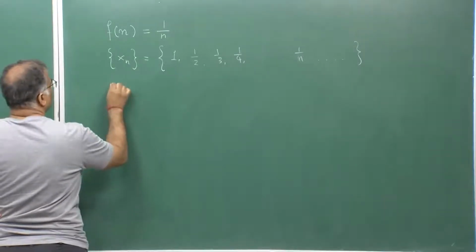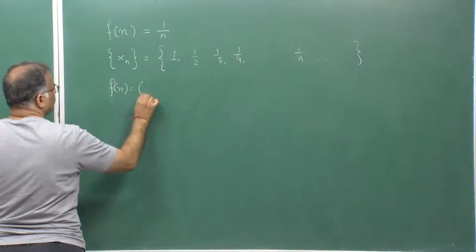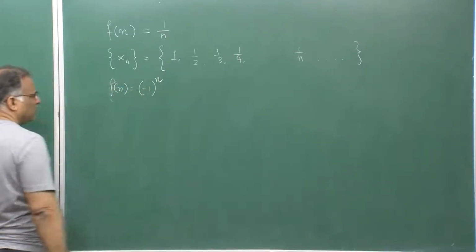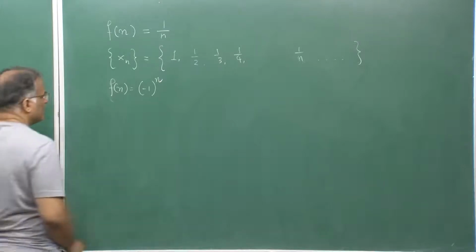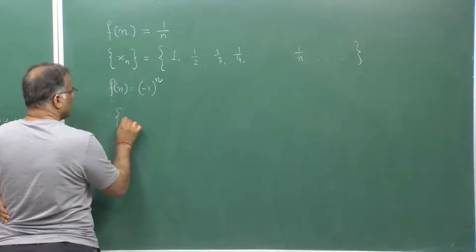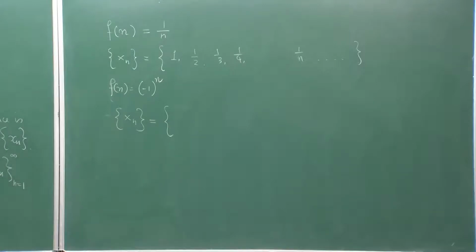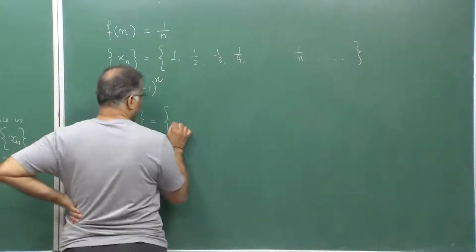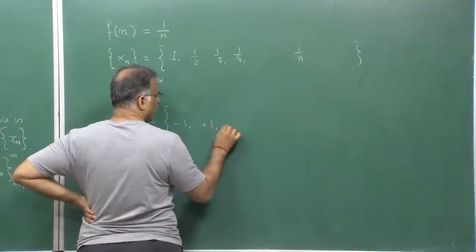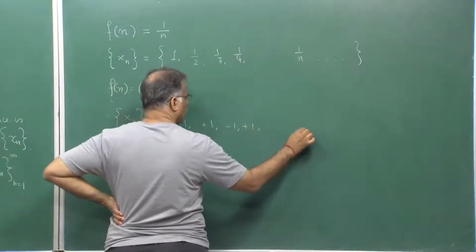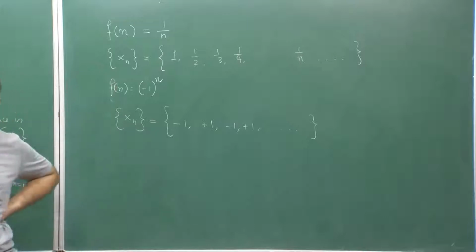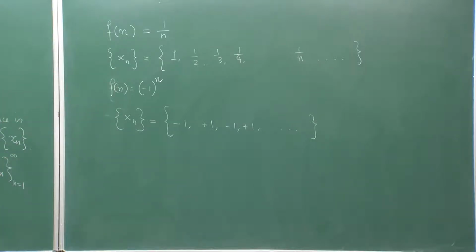For example, let me tell you another sequence. In this case, what is my sequence xn? The sequence xn is the following: when n is 1 it is minus 1, when n is 2 it is 1, when n is 3 it is minus 1, so it is minus 1, plus 1, minus 1, plus 1, and it just goes on. You cannot write that the range of this sequence is minus 1, plus 1; the sequence always has to be represented in this particular tabular form.